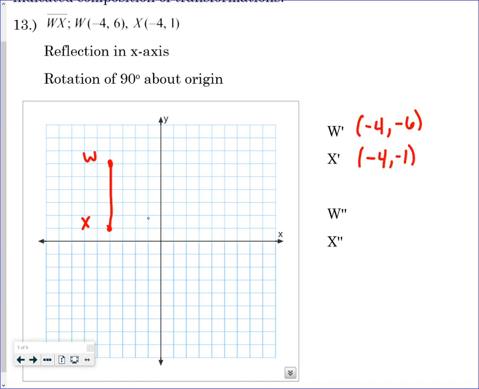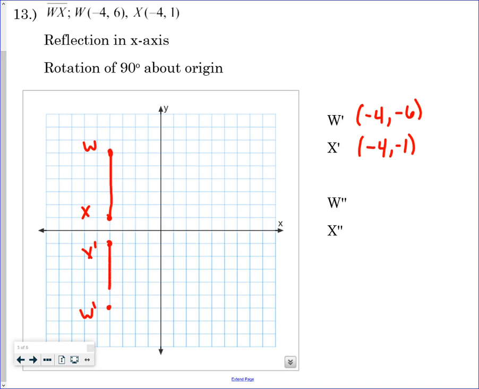Or if you're more visual, if you're reflecting it over the x-axis, here's the x-axis, right? So if X is 1 above, I'm going to go 1 below, if you prefer to do it that way, right? And if W was 6 above the x-axis, I'm going to go 6 below the x-axis. Everybody okay? Make sure you put primes on those. So check, I've done that, okay?